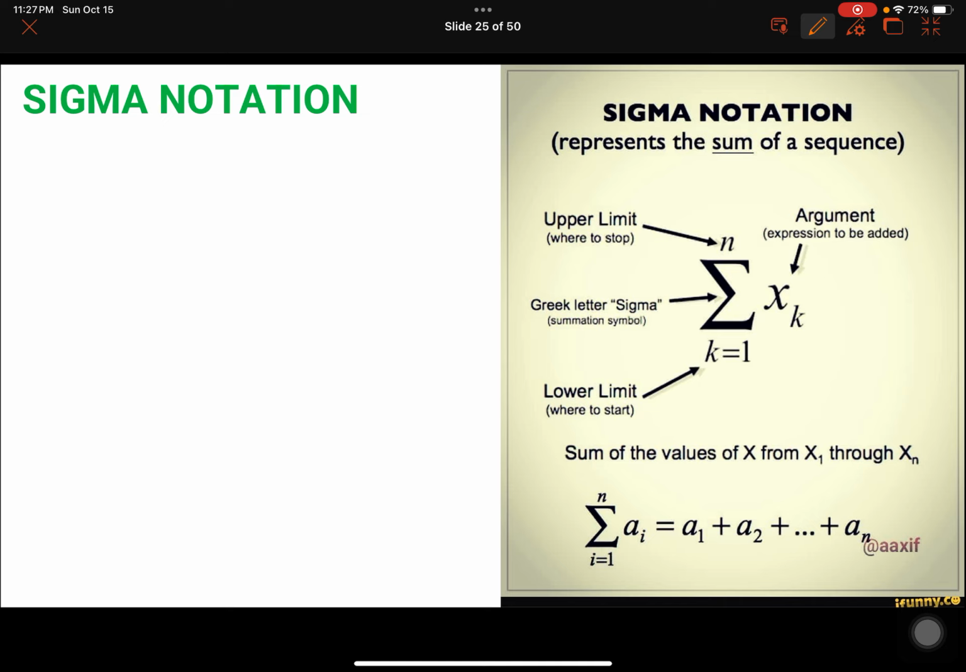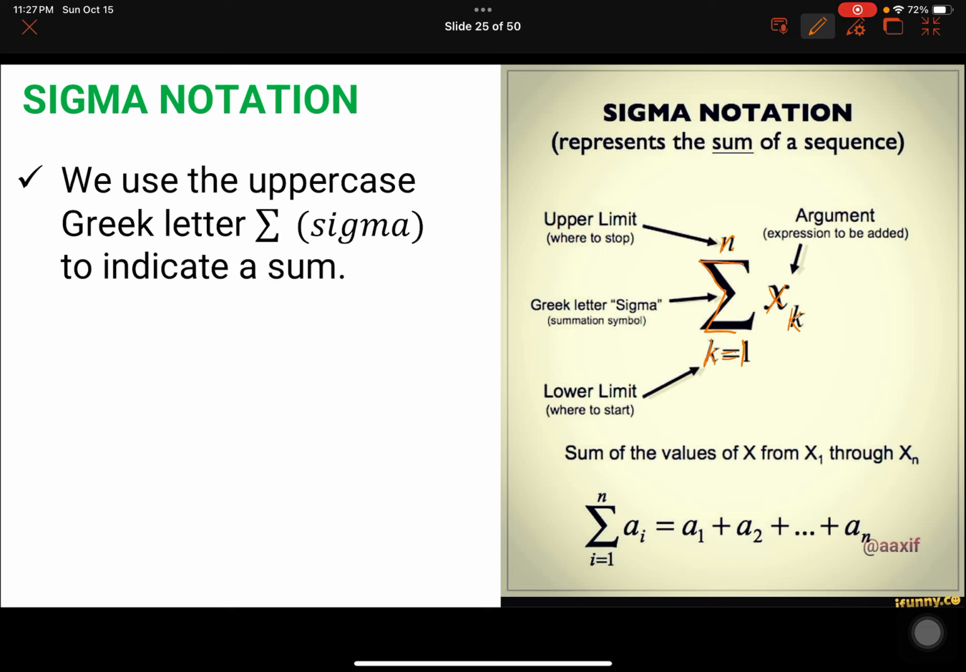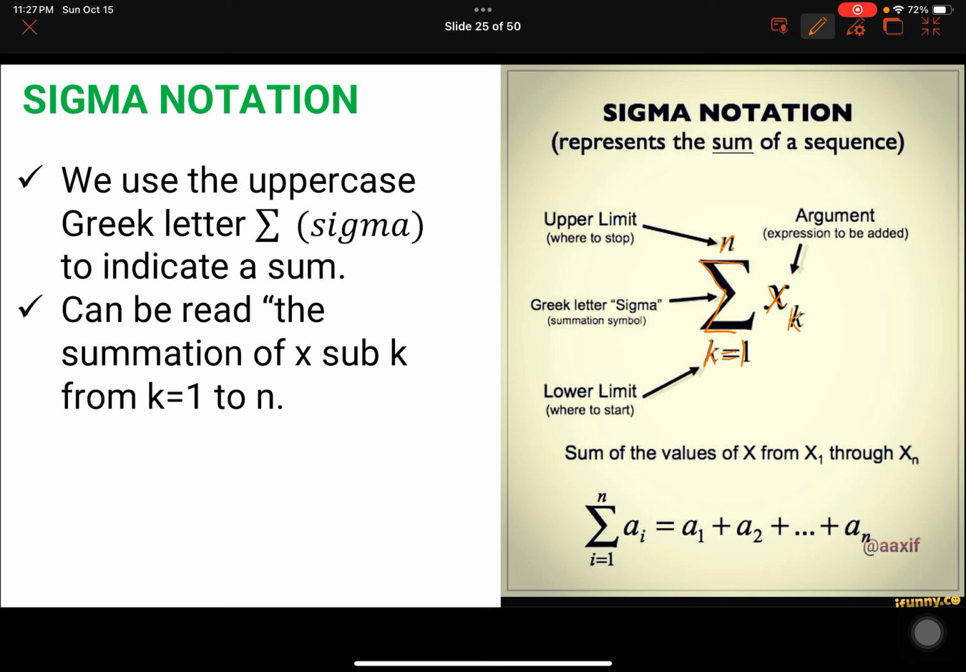As shown on your screen is a sample of sigma notation. We have the summation of x sub k where k is equal to 1 up to n. Okay? So we use the uppercase Greek letter sigma to indicate the sum. Then we can read that as the summation of x sub k, k equal to 1 up to n. So the summation symbol indicates the sum.